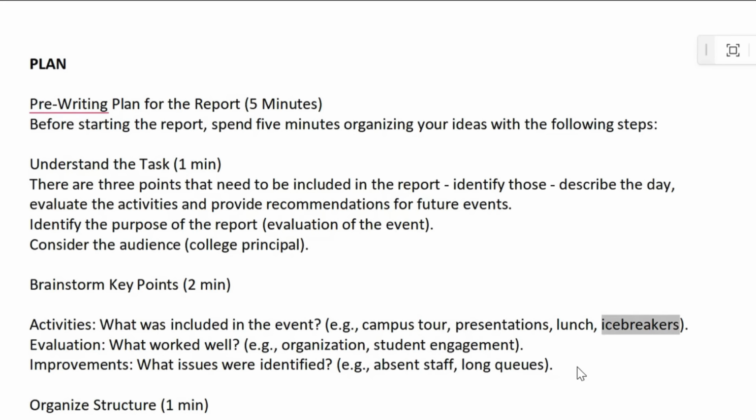Perhaps there were some things that we could improve. Perhaps, for example, some of the teaching staff were absent, so they couldn't present to the students. Perhaps there were problems at lunch and there were people waiting a long time. So perhaps we can think about that.